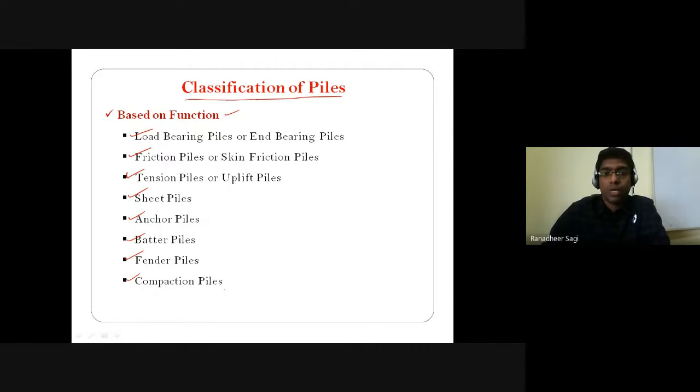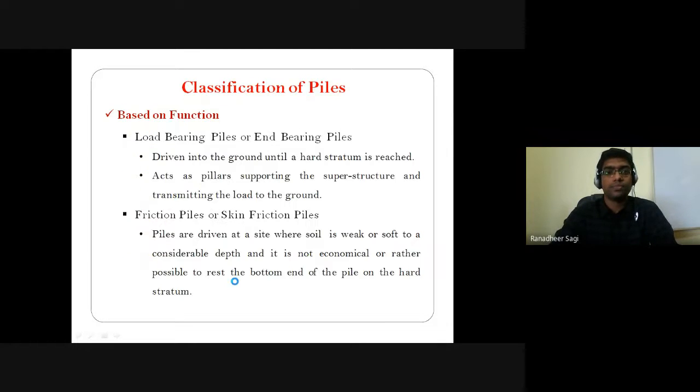And compaction piles. The purpose of these piles is to stiffen the ground condition, to improve your ground condition, to improve the bearing capacity of that particular soil. We are not going to be using large diameter piles, they are smaller diameter piles. Typically the diameter of the piles in such cases is less than 300 mm. So such kind of piles we will be installing in the ground. And by driving such piles into the ground, we are trying to improve the stiffness of the soil there. So let's understand each of those aspects in detail.